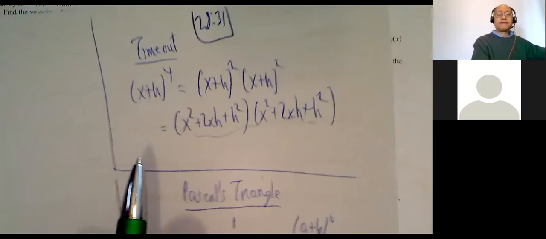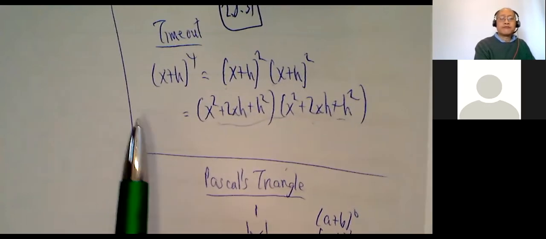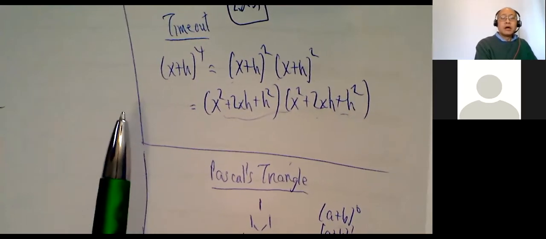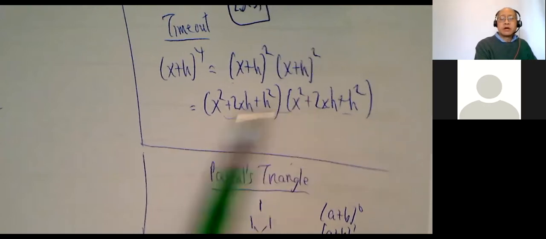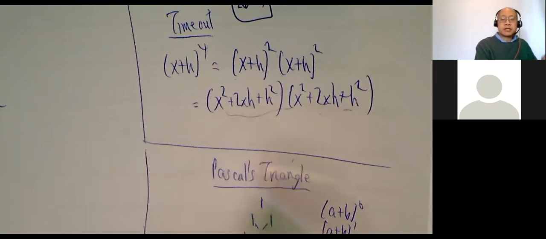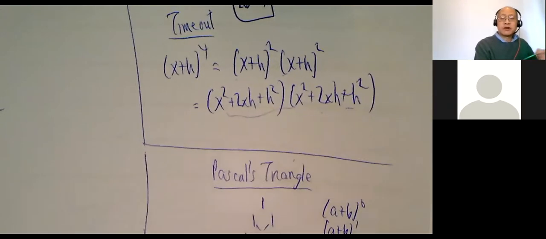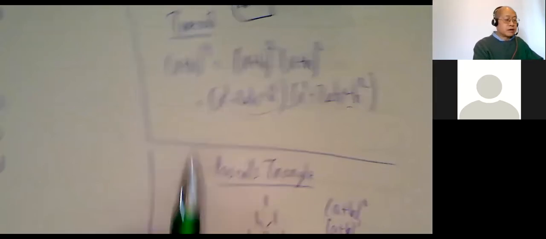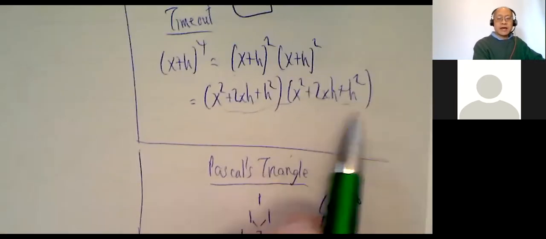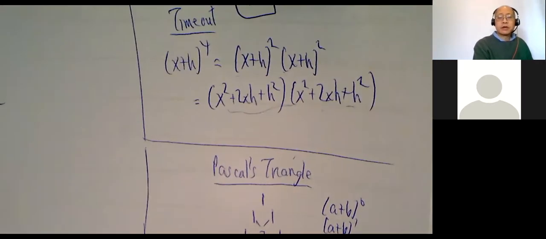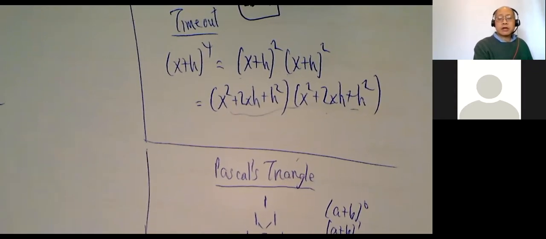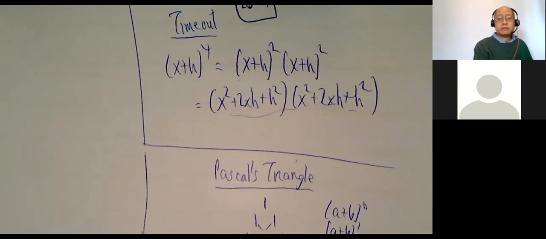Okay, so let me go ahead and show it to you. X plus h to the 4th. How do I get x plus h to the 4th? One way you can do it is to go x plus h squared, which is x squared plus 2xh plus h squared times itself, and then multiply all that stuff out, right? Okay, x squared times that, 2xh times that, and h squared times that.